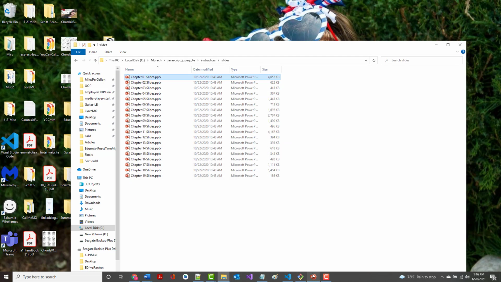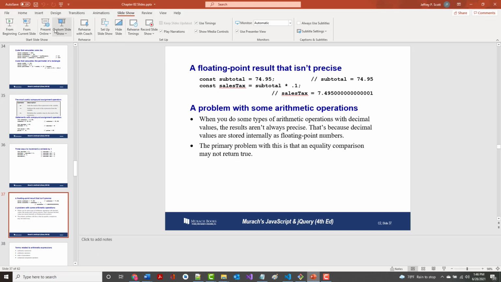So we left off right here. All right, one thing about floating point math is it's not precise. To give you an example, if you said 74.95 and you multiplied that by 0.1, you'd probably get something like this. Even if you just add 0.1 ten times, what you're typically going to find is it's not going to be exactly equal to 1. It'll either be equal to 0.99999 something or 1.00000 something, one way or the other. So again, the results aren't always precise.